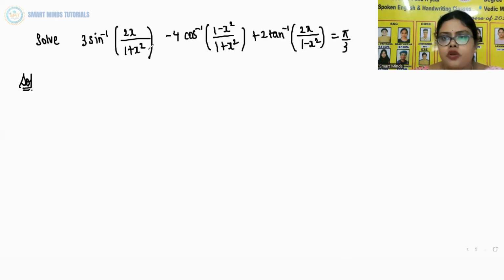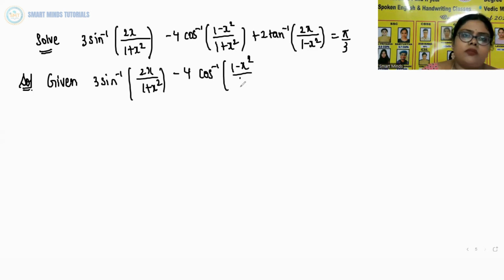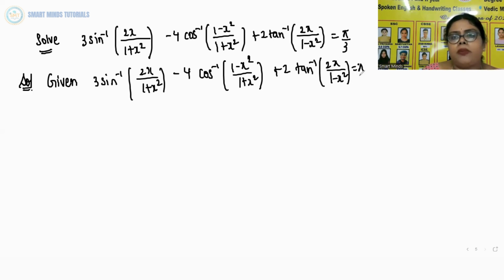Now take the next question. Solve 3 sin^-1(2x/(1+x^2)) - 4 cos^-1((1-x^2)/(1+x^2)) + 2 tan^-1(2x/(1-x^2)) = pi/3. So first let us write the given equation. Whenever solve is given, we need to find out the x value. So 3 sin^-1(2x/(1+x^2)) - 4 cos^-1((1-x^2)/(1+x^2)) + 2 tan^-1(2x/(1-x^2)) = pi/3.